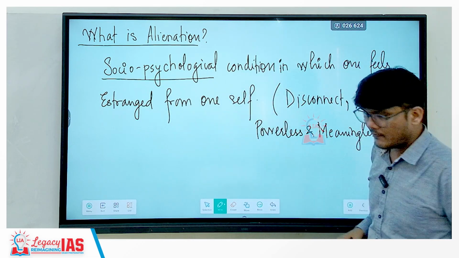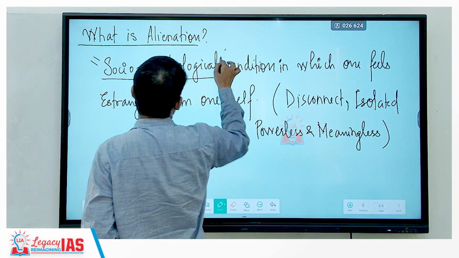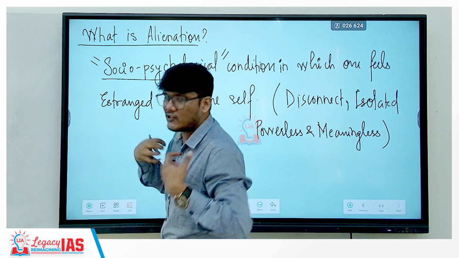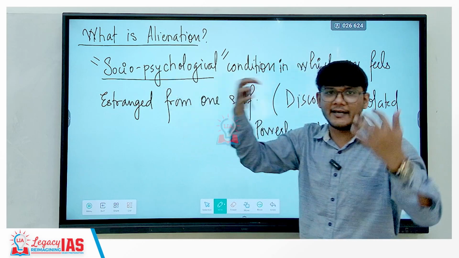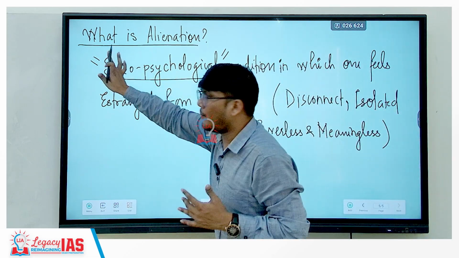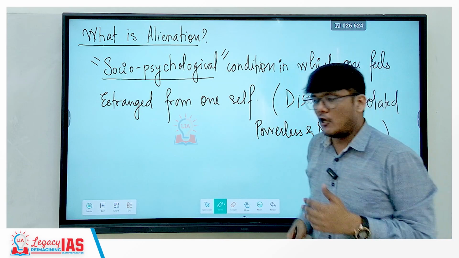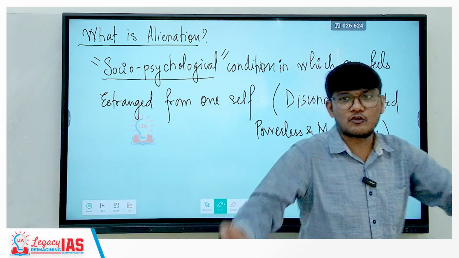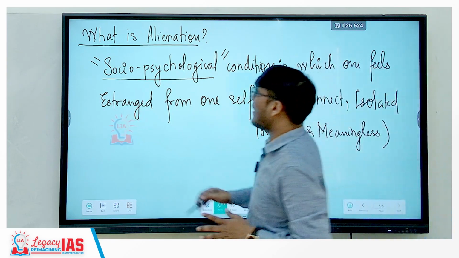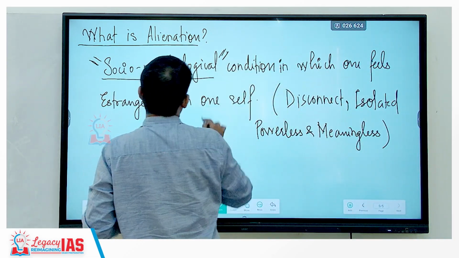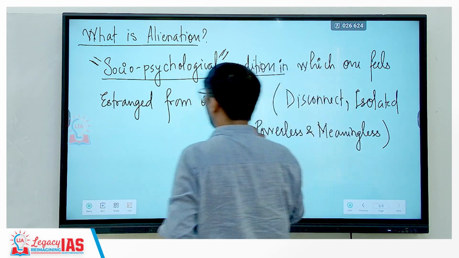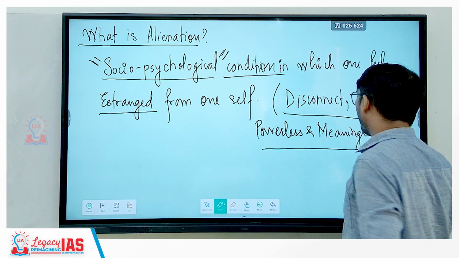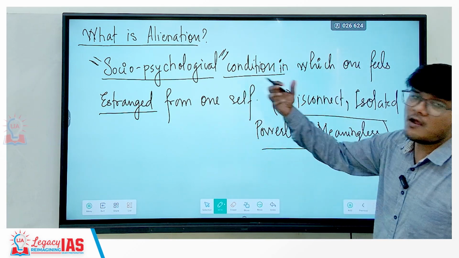Now socio-psychological: psychological, as in it's in your head, in the sense that you are feeling it, that feeling of isolation is there, so that's why psychological, an individual's feeling. Socio, because with respect to the society, you're not able to identify yourself with human beings, with species being, with your own self. Hence, it is socio-psychological. It's a socio-psychological condition in which one feels estranged, that is disconnected, isolated and powerless and meaningless from oneself.